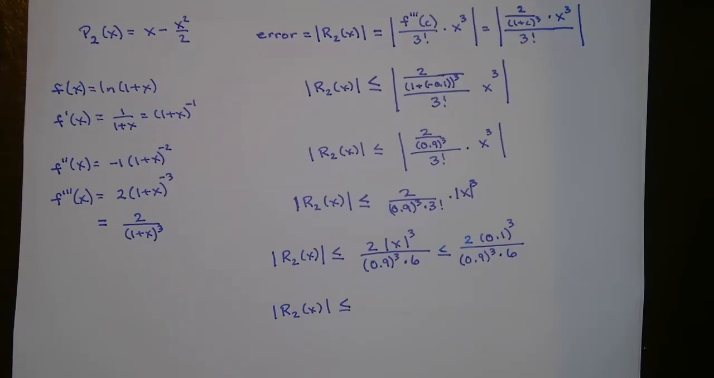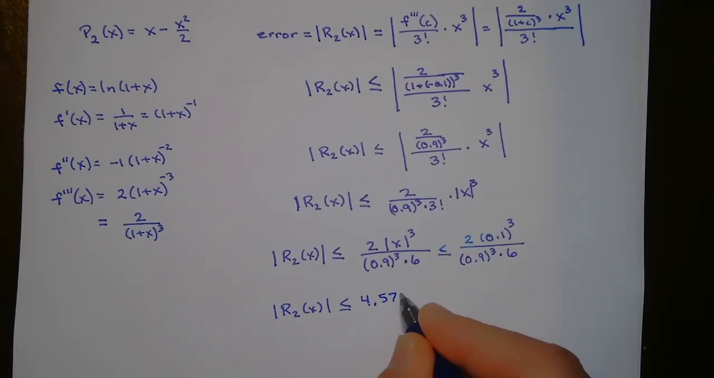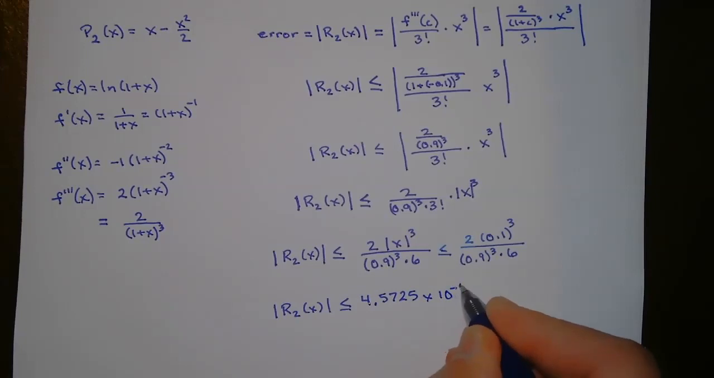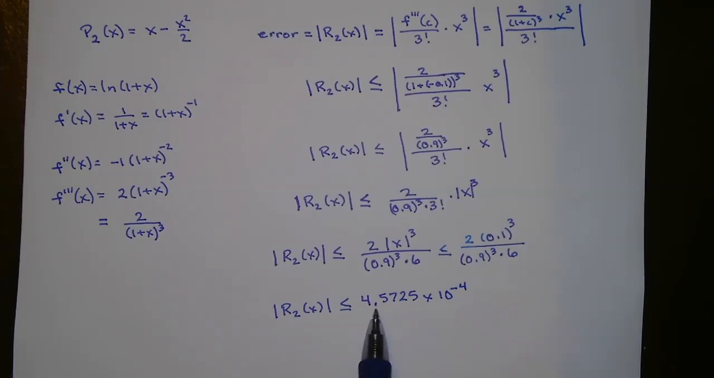Back on my paper, I'm going to write that the error bound has to be less than or equal to 4.5725, rounding to 4 decimal places, times 10 to the negative 4th power. That's a pretty small error, because you would move the decimal 4 places to the left. That's how you get the maximum error when x is between negative 0.1 and 0.1 for the natural log of 1 plus x, and we use a second order Taylor polynomial: our error will be less than this number right here.